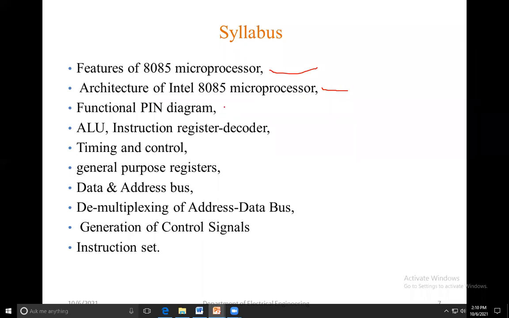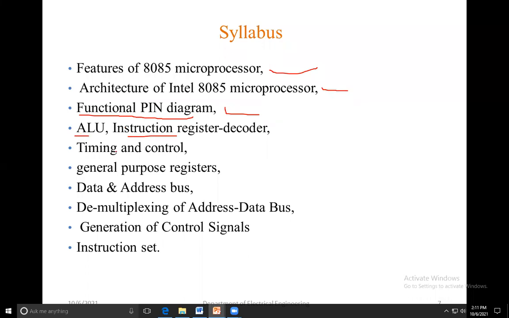Then the functions of the pin diagram: how many pins the IC has, because the processor is an IC, and 8085 is an IC. IC means integrated circuit, and you know what that means. We will discuss each and every pin in this pin diagram. Then these are the architecture parts.